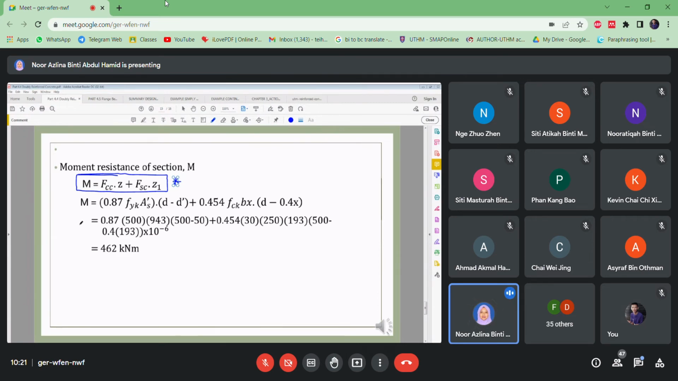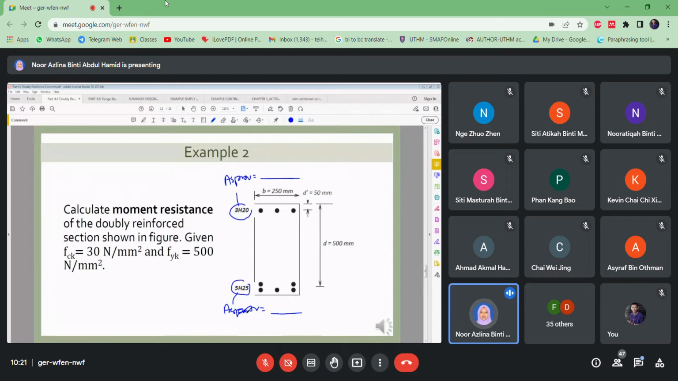Okay, so substitute all the values here. Then this is the moment resistance for the beam, which is 462. That means this beam has a capacity of moment resistance up to 462 kilonewton meter. Dia boleh carry these loadings, okay, up to 462 kilonewton meter.